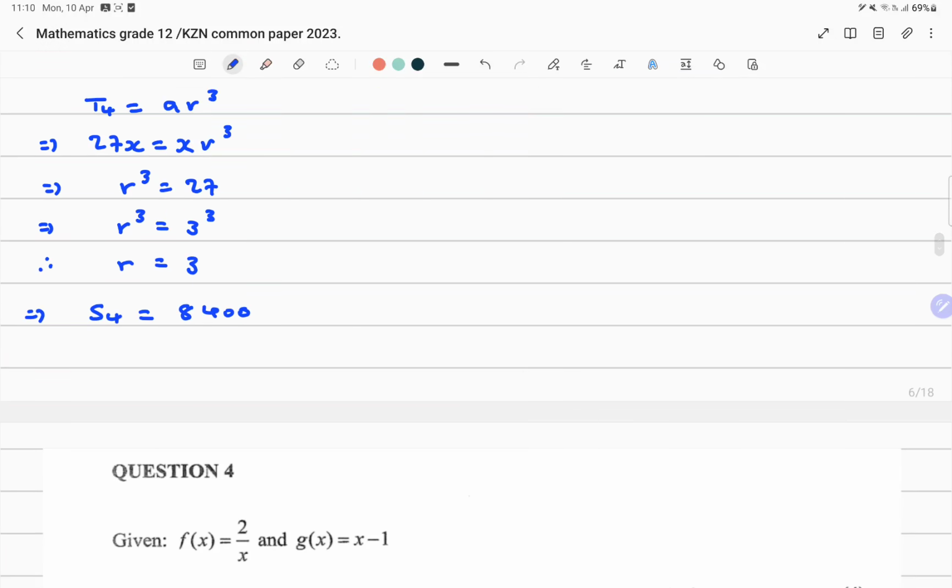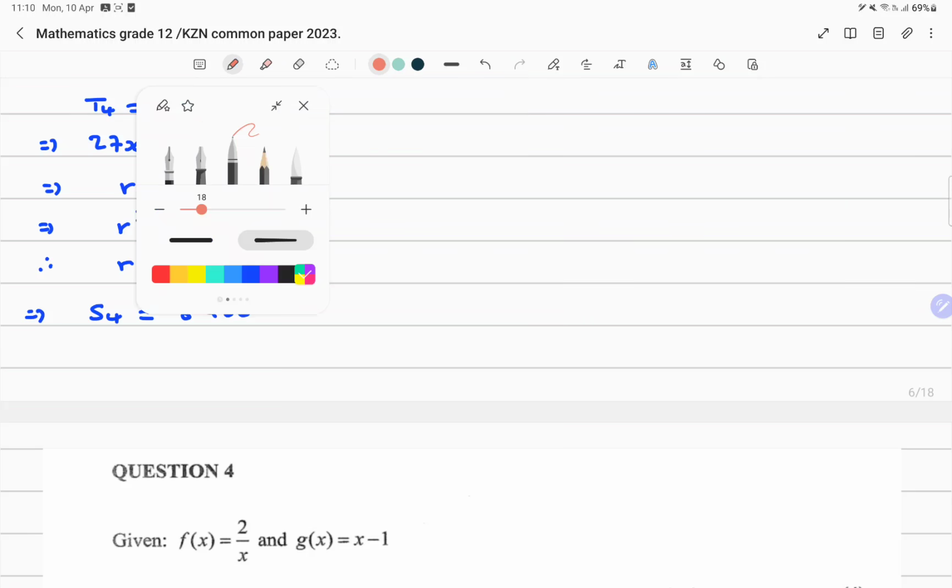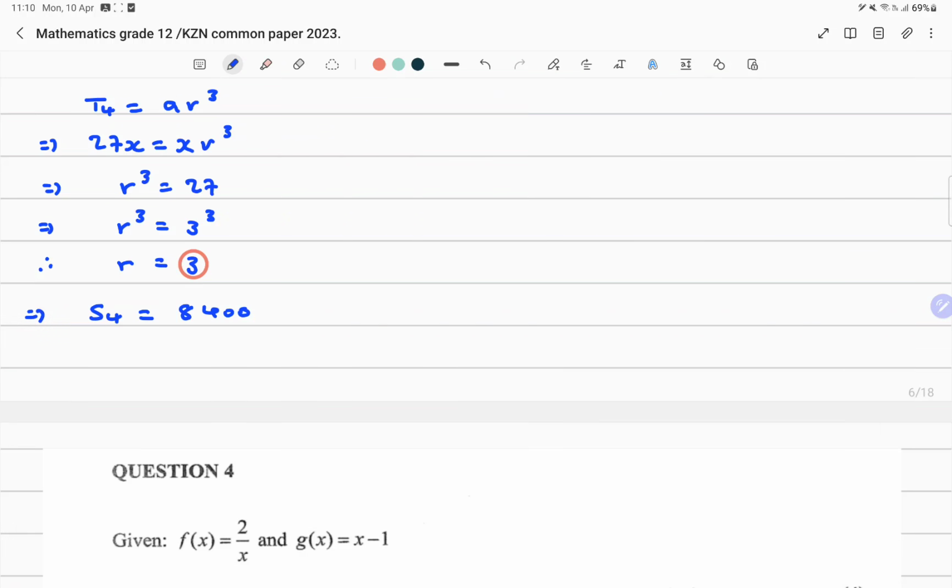But now you can see r is a value greater than 1. If r is greater than 1, it means the formula that we use here is the formula where we take a is x, into r, which is 3, to the exponent 4, because we've got 4 terms, minus 1, divide by 1 minus 3 is equal to 8,400. So do you see the only unknown here is essentially x?